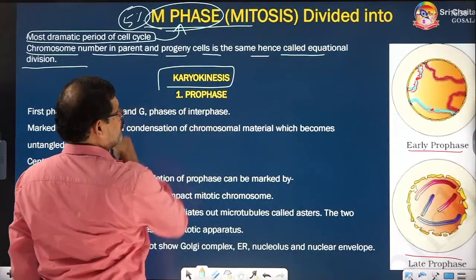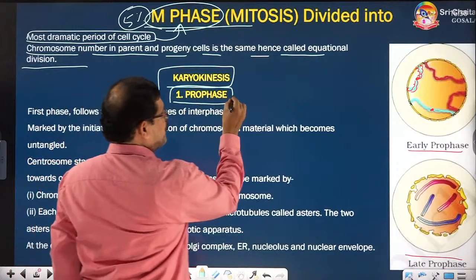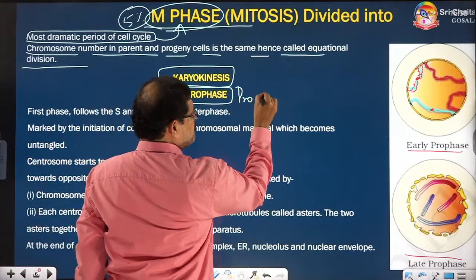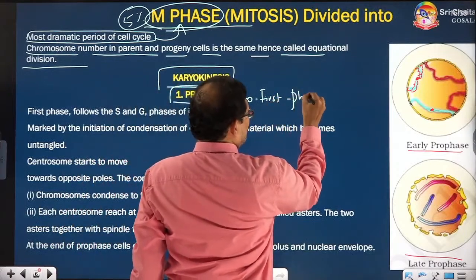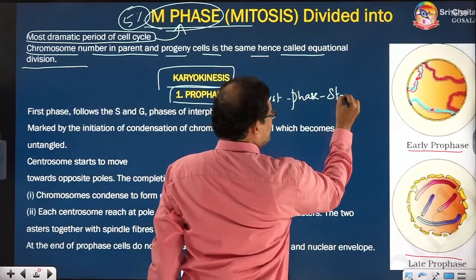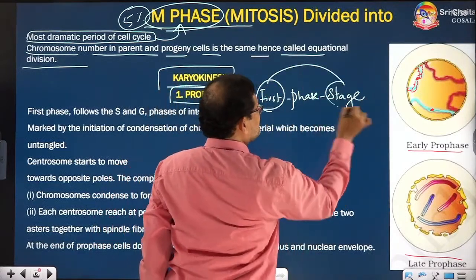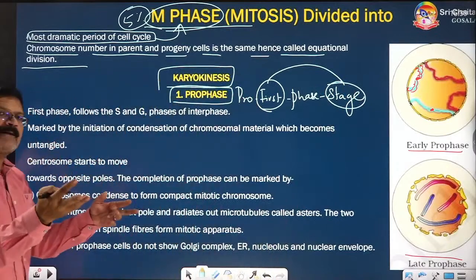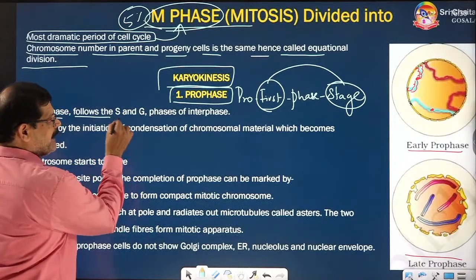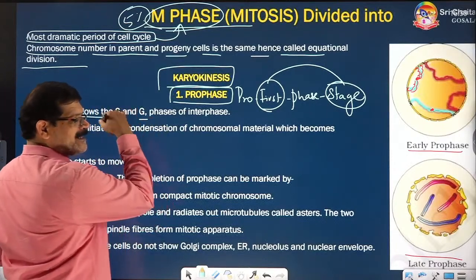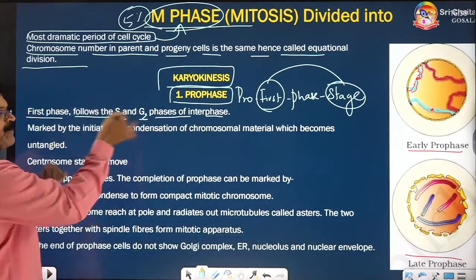The first one is karyokinesis. Karyokinesis, the first substage, is called prophase. Pro refers to first. Phase refers to stage. Pro means the first stage which happens. What are the things which happen in the prophase? First of all, we'll see the first phase follows which one? S and G2 phases of the interphase. After that G2 phase, what will be there?